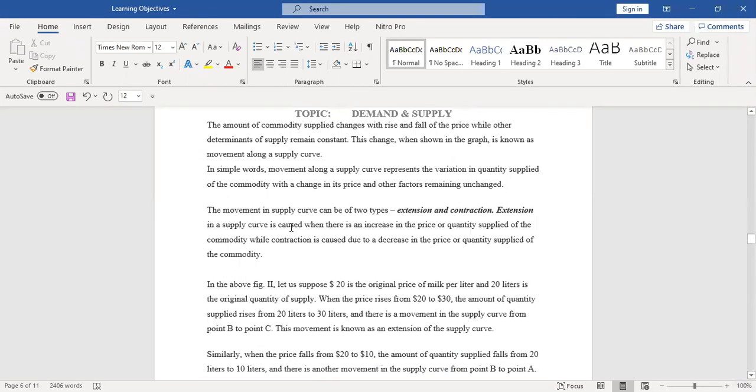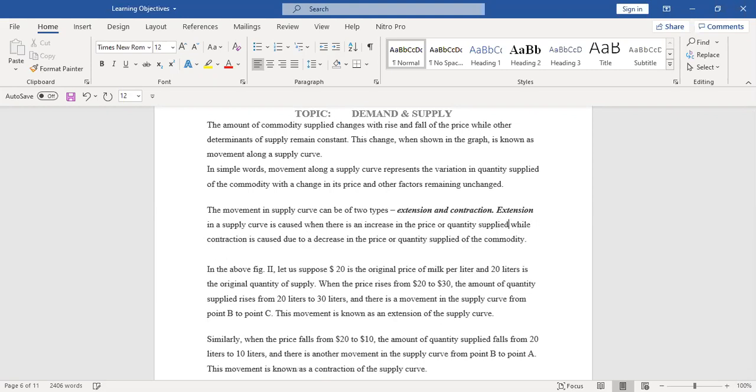Key things to take away here. A rise in price, right, causes an extension in quantity supplied, and a fall in price will cause a contraction. Remember, we're talking about the supply curve now, so it's different.